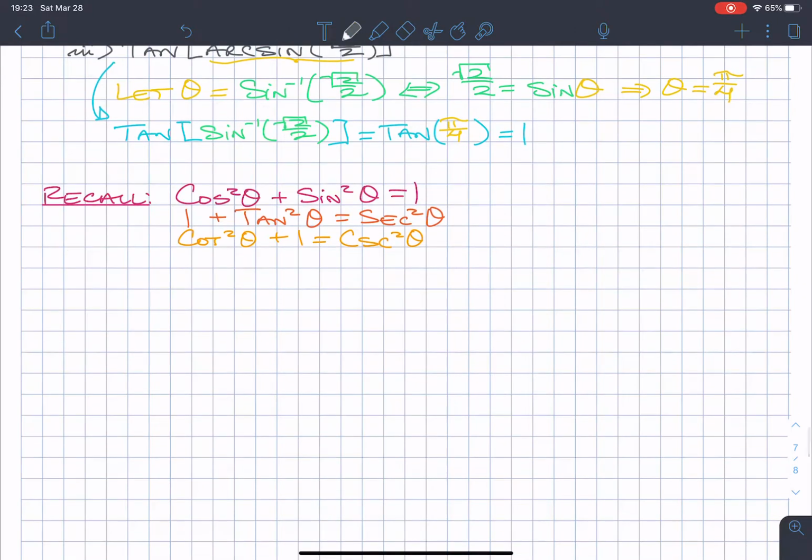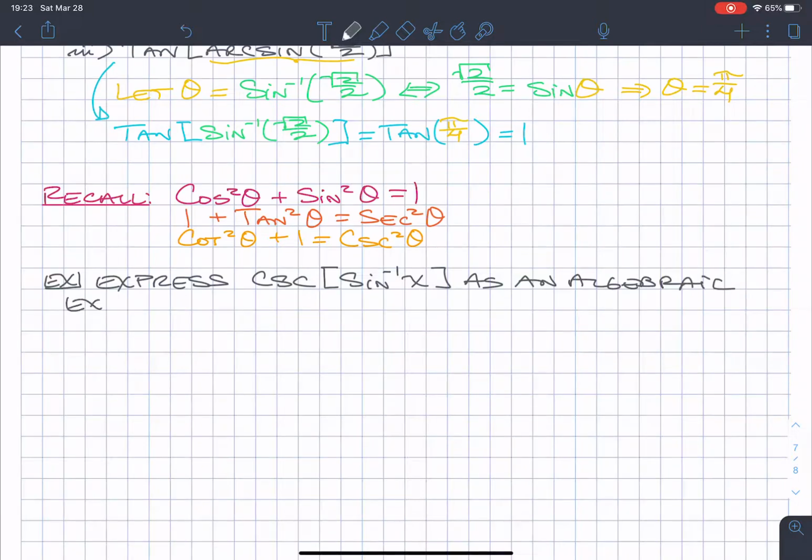Okay, so for example, how am I going to use these? So let's express cosecant, oh that's terrible, cosecant of inverse sine of x as an algebraic expression in x.